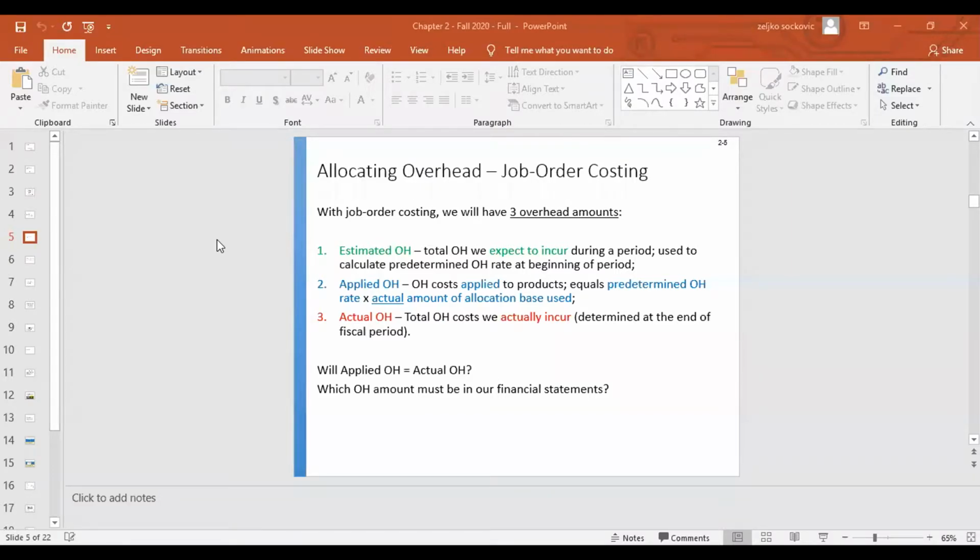Well, we estimated at the beginning of the year, but Alec, you wanted to say something. Yes, we're allocating that estimation to each product that we made, and we're applying that estimate. Very good, very good, very good.